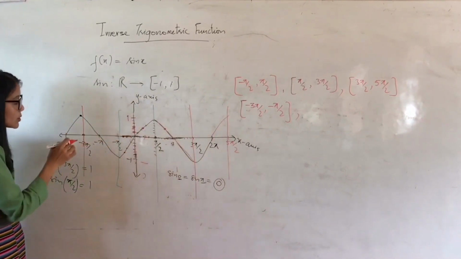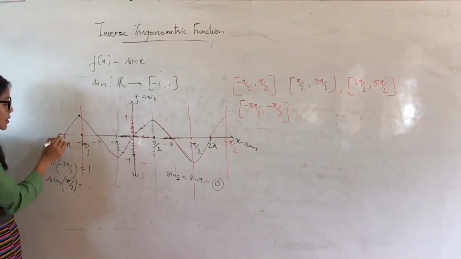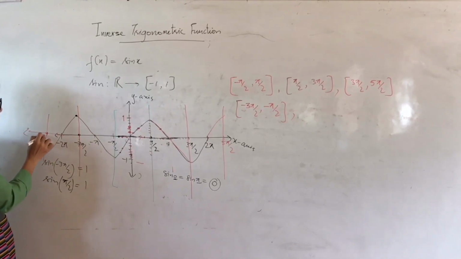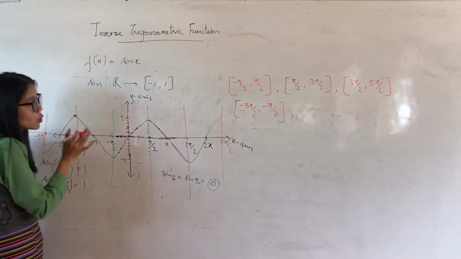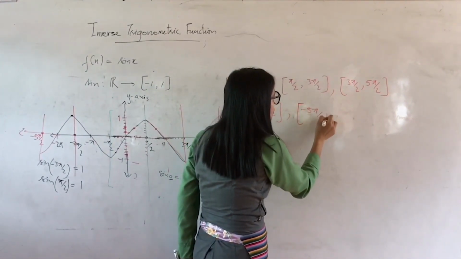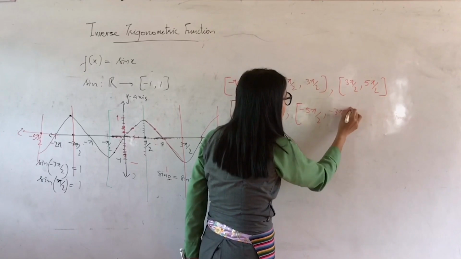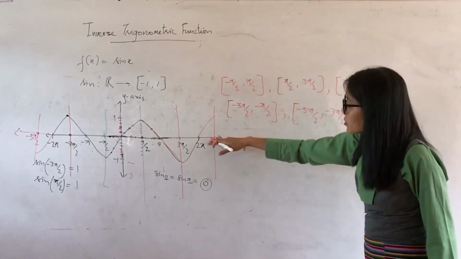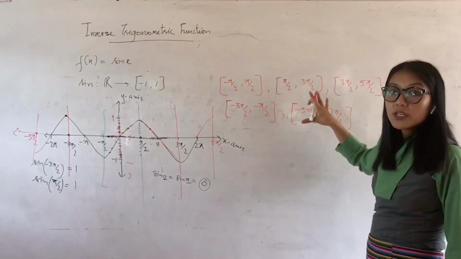So you have to include all these points. Similarly, now the graph continues like this. Here if I extend, this point will be negative 5 pi by 2. So one more interval if I write is negative 5 pi by 2 to negative 3 pi by 2, right? So if you keep on generalizing this, you will get such more intervals.